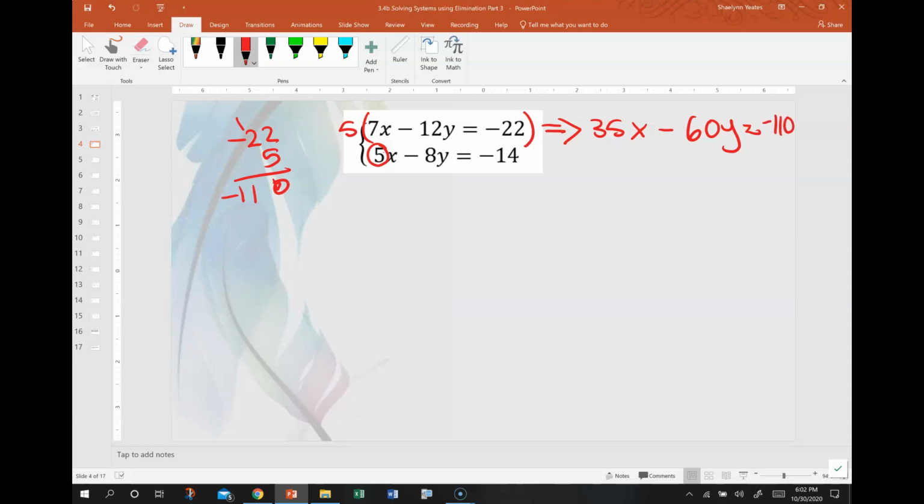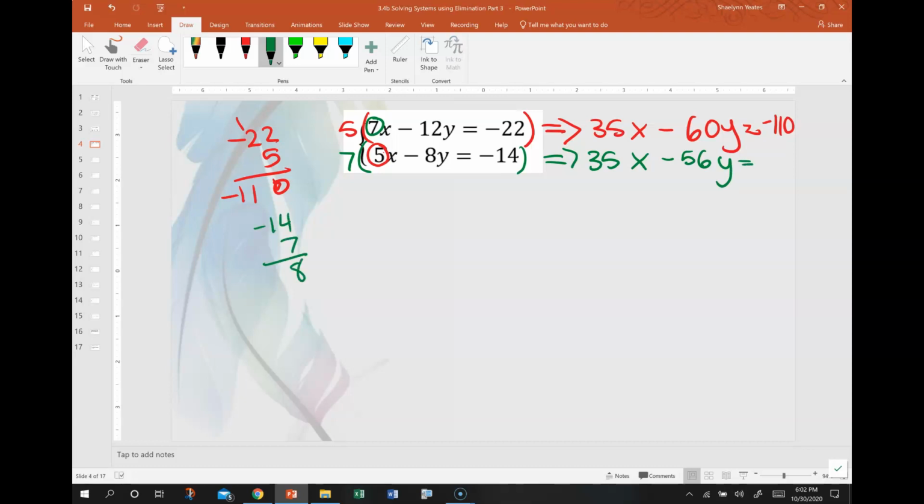Beautiful. All right, then we're going to multiply this bottom equation by that 7, because we want these numbers to match. And 7 times 5 is the same thing as 5 times 7. That's why we're doing this. So we've got 7 times 5, and that's 35x. Look, now they match. Yay! Then we've got 7 times negative 8, and that's negative 56y. And then we've got 7 times negative 14.